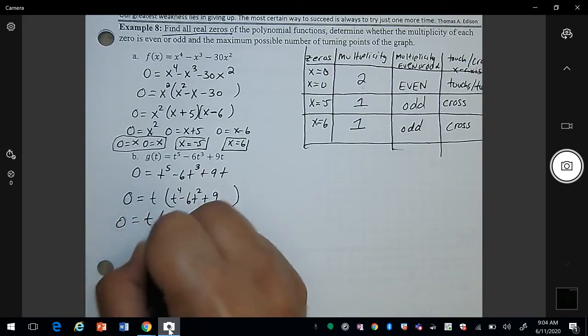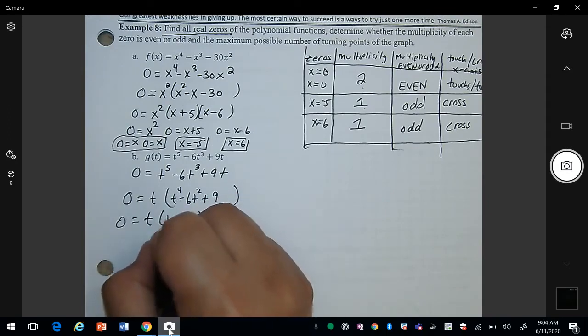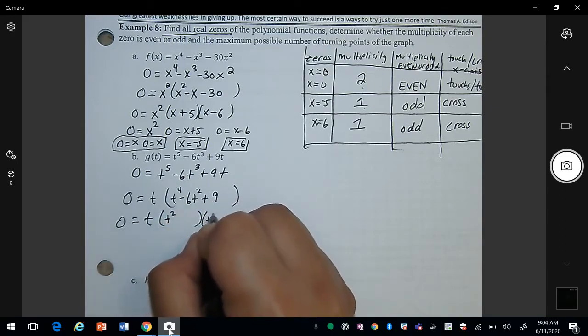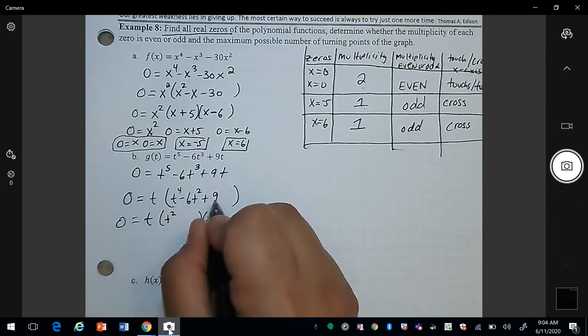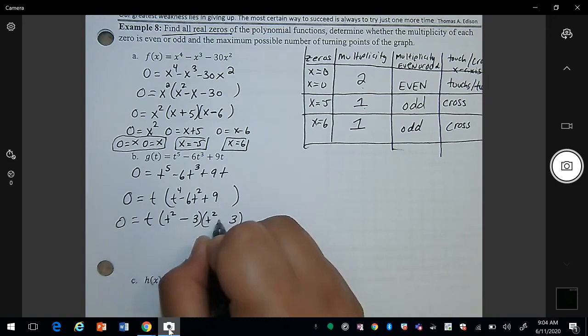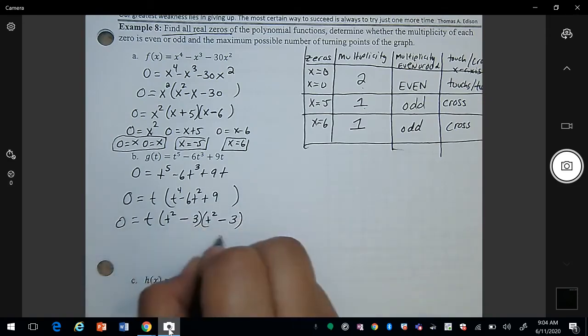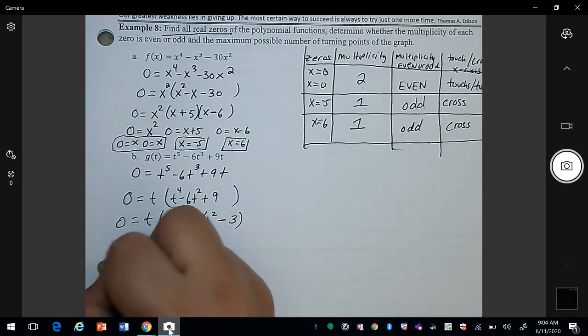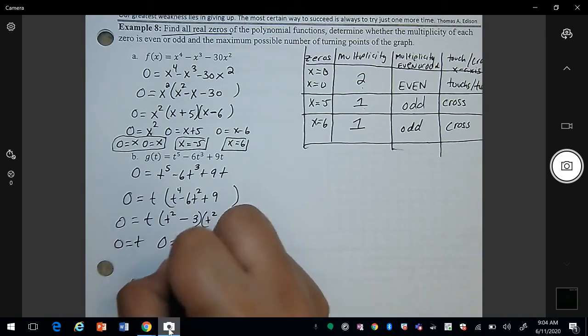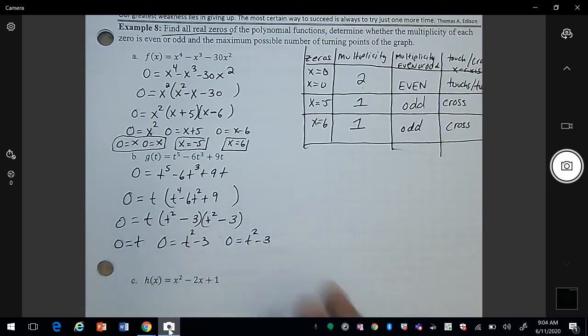Okay. We can try to factor. Since this is quadratic in form, I can try to factor this as t squared times t squared, which is t to the 4th. To get 9 would be 3 times 3, and it needs to be a negative and a negative to give me -6. So I can separate this now as 0 is equal to t, 0 is equal to t squared minus 3, and 0 is equal to t squared minus 3.